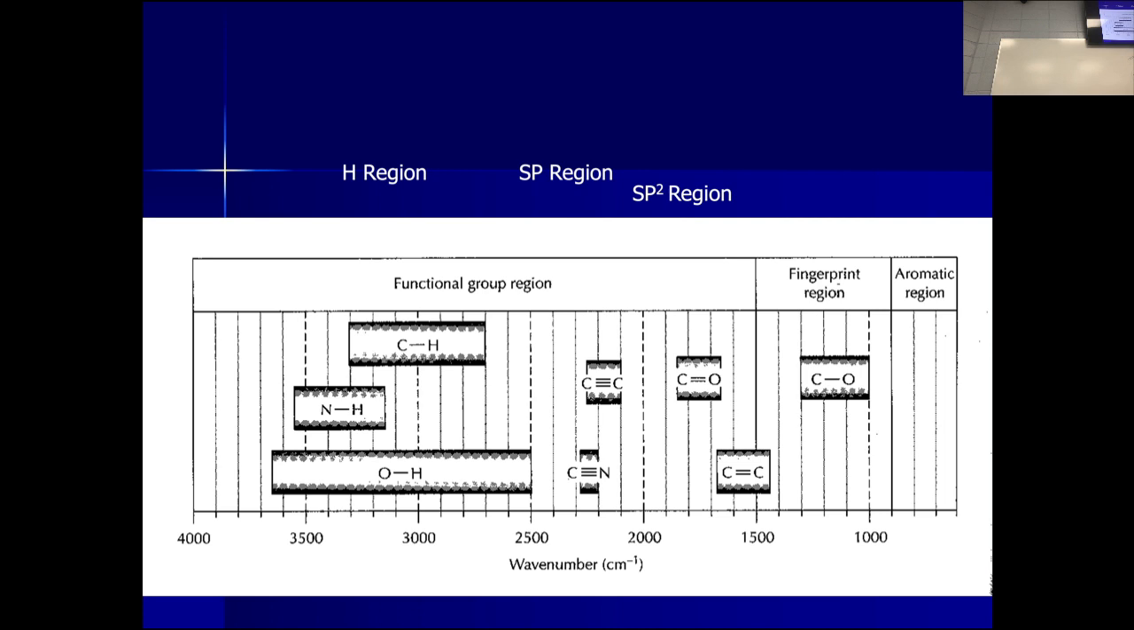And then from 2500 to 4000 is what we call the hydrogen region. It's the more complicated region to interpret. But you're going to find carbon-hydrogen bonds, oxygen-hydrogen bonds, and nitrogen-hydrogen bonds in that region.